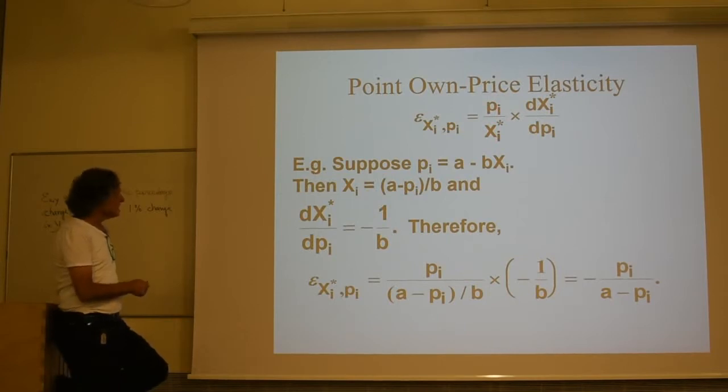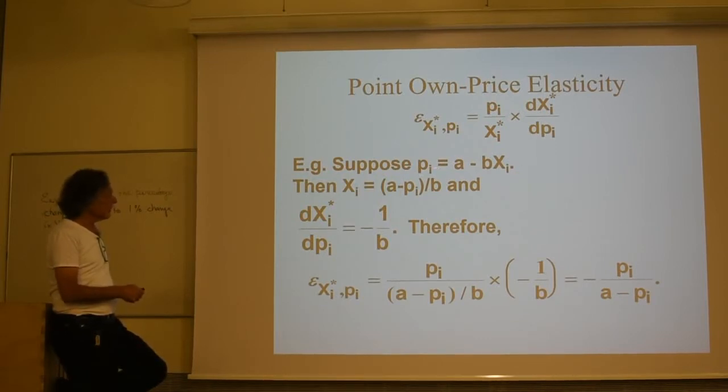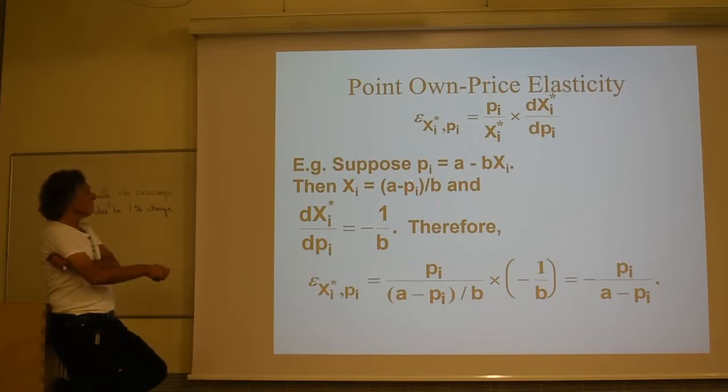Good. So example, suppose pi equals a minus b xi. This is, by the way, the inverse demand, okay? If you like, I can write xi, that's the demand, and this is the inverse demand. xi is a function of pi. That's a demand. Given pi, how much I want to demand. Okay. So from here, what do I do? I take the pi here, it's a minus pi, and I take the xi out, divide by b, I'm getting this. What is the derivative with respect to pi? Negative 1 divided by b.